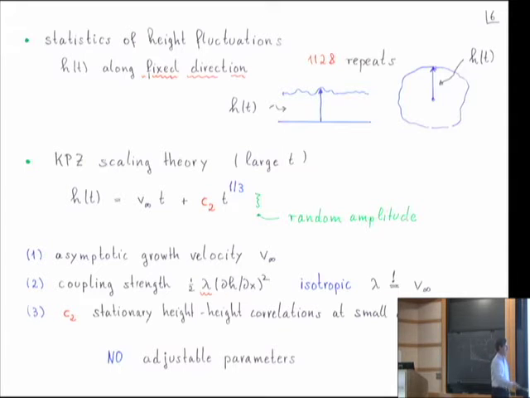And then there's another one which is more complicated, which is related to stationary height correlations at small distances. That's theoretically a more complicated object, and also the C2 has a little less accuracy than the other. Anyway, you do this very carefully, you fix it, and then you have no adjustable parameters anymore. All the scales are fixed now.